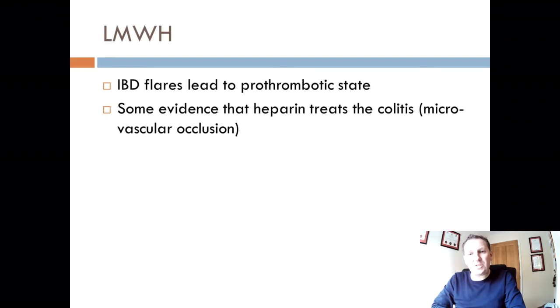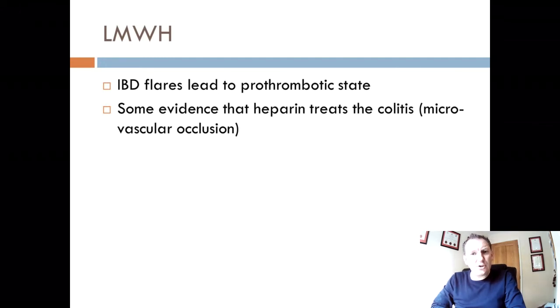So before we come on to specifics of treatment of inflammatory bowel disease, we know that IBD is a very prothrombotic state, and we do have patients that develop DVTs and pulmonary emboli as a consequence of their IBD flare. So all patients in hospital with a flare of inflammatory bowel disease should be on low molecular weight heparin. It doesn't increase the amount of bleeding that they're having from their colitis, and there is some evidence that heparin can help treat the colitis due to microvascular occlusion happening in the colonic vascular bed.